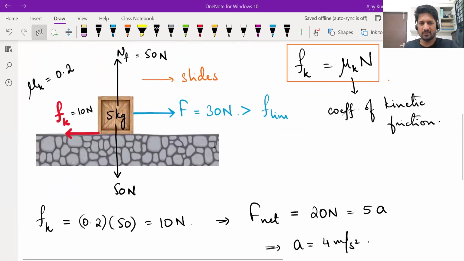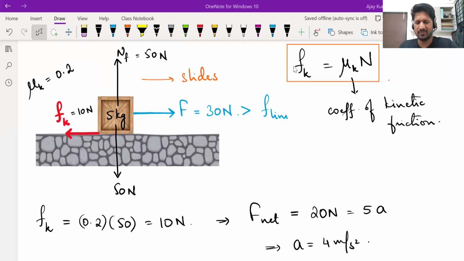Okay, in this case, we know that kinetic friction is acting to the left. Why is it acting to the left? Why not in some other direction? Sir, because it's being pulled towards the right. You should say because it is sliding to the right.